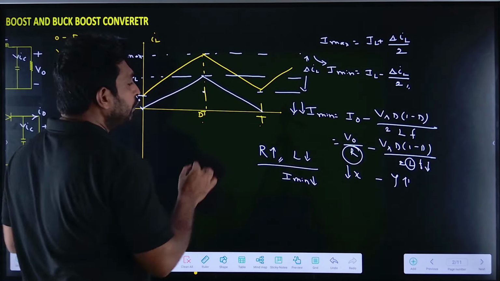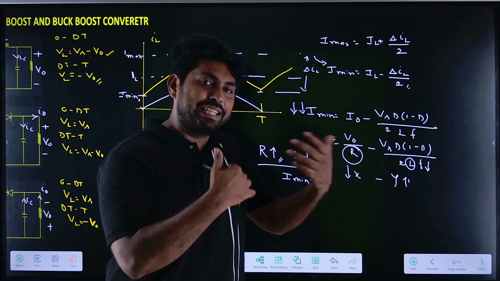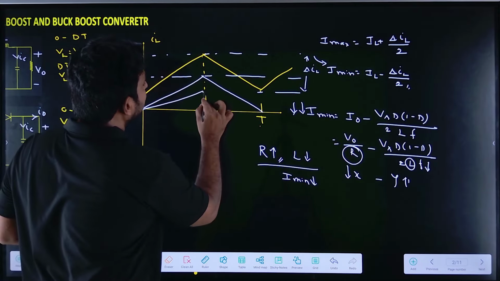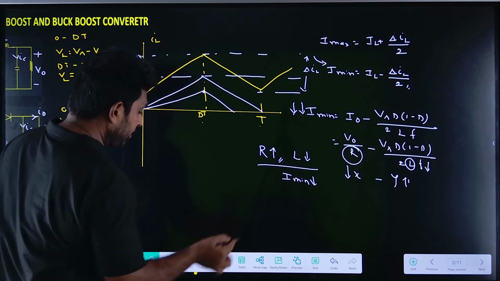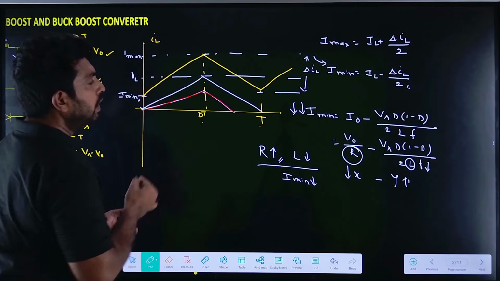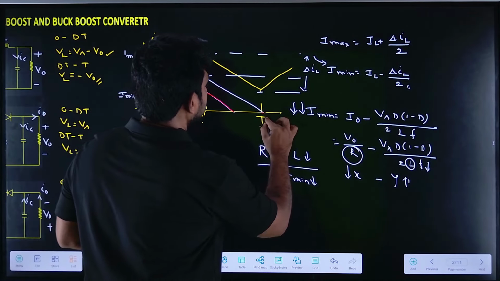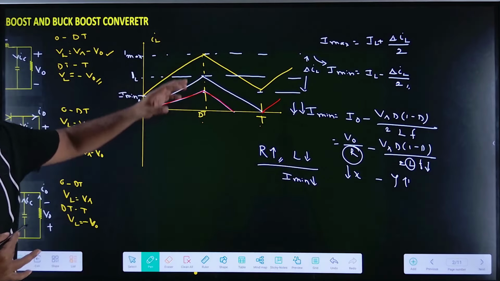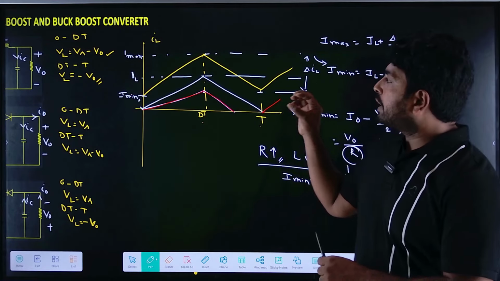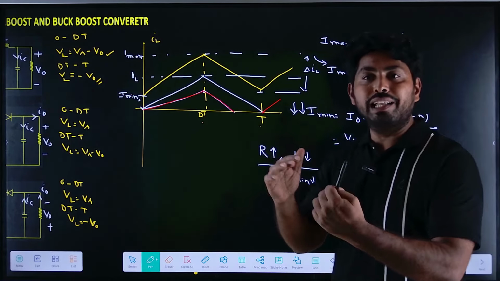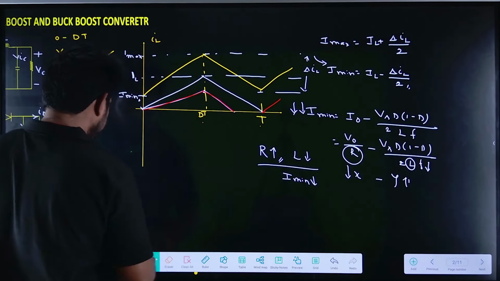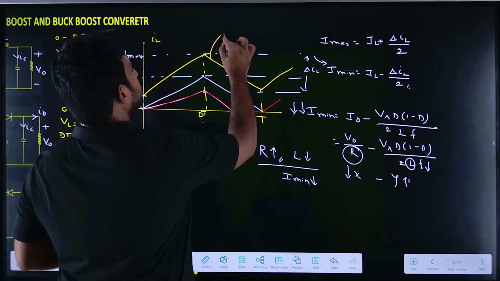After that, if I decrease the inductance further, what happens? The inductor current, this portion, the diode current, will become 0. Let me represent it with another color. Here it will be like this, and again it will start from here. If you observe these three waveforms, we can say the converter is operating in the continuous, discontinuous and boundary conduction modes. So what is the continuous conduction mode? This yellow color will indicate the continuous conduction mode.